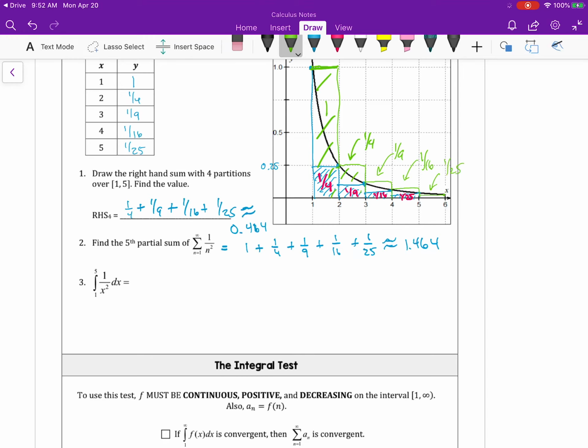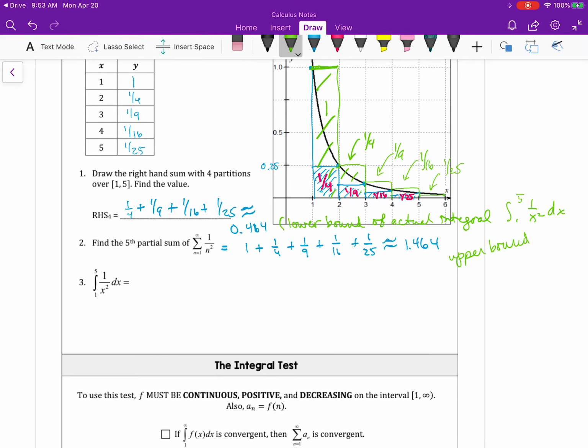So when you find that fifth partial sum, you actually took it one more over, because we start at 1. And this one would have been the 1/25th. But this one is like your lower bound of the actual integral. Okay, so you're going to think of this as the lower bound of the actual integral from 1 to 5 of 1 over x squared dx.